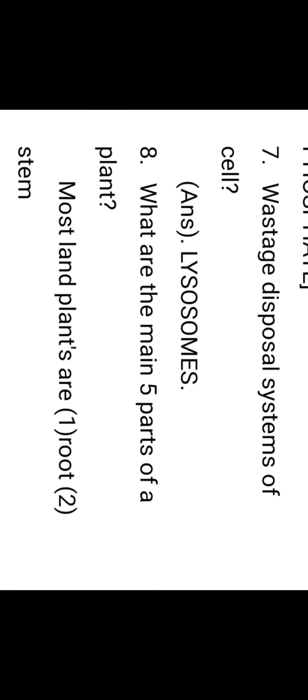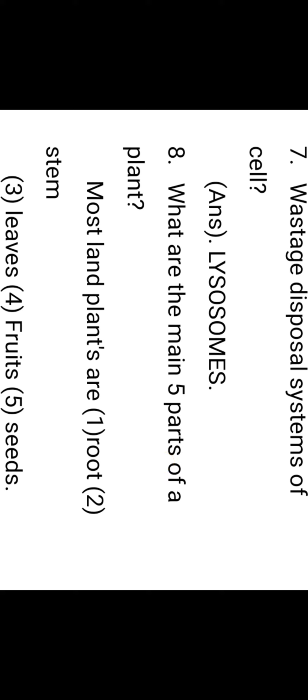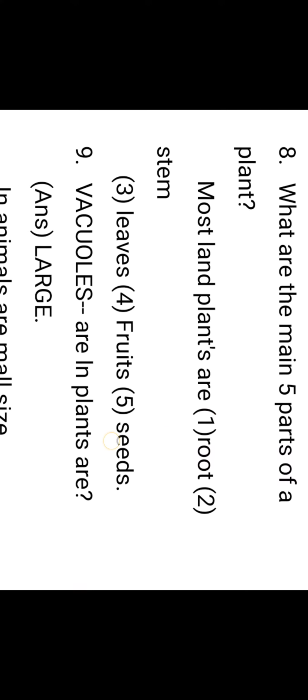The next question: the waste disposal system of the cell. These are the lysosomes. The next question: what are the main 5 parts of a plant? Most land plants have number 1 root, number 2 stem, number 3 leaves, number 4 fruits, and number 5 shoots.